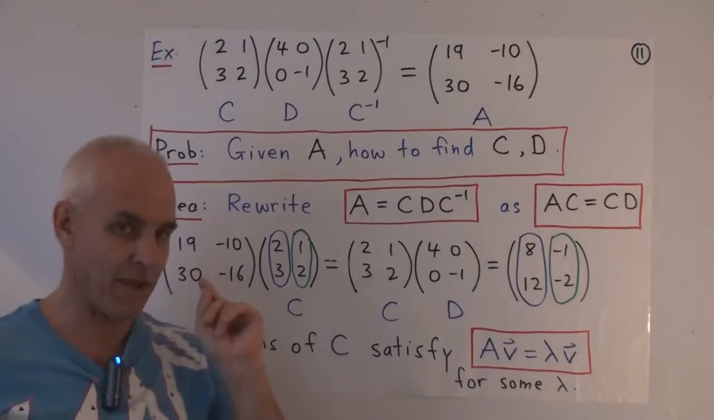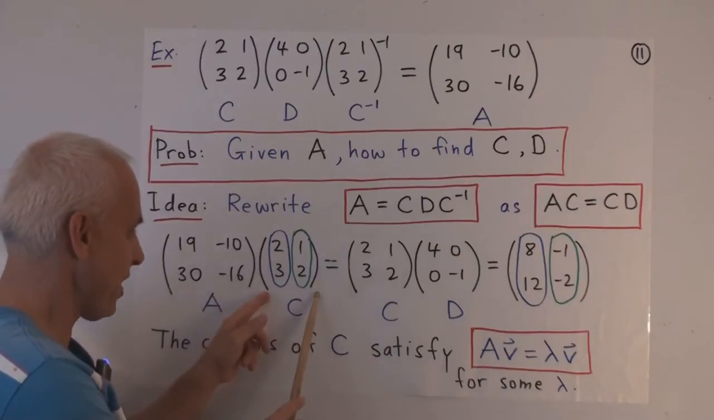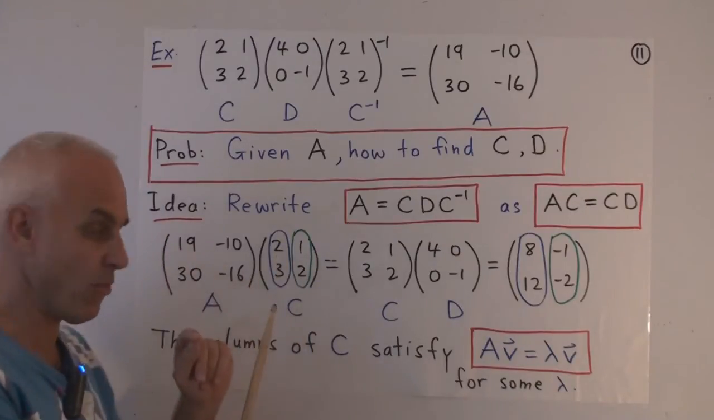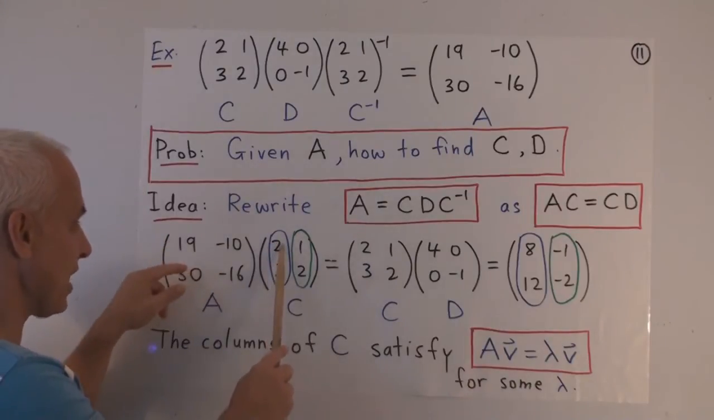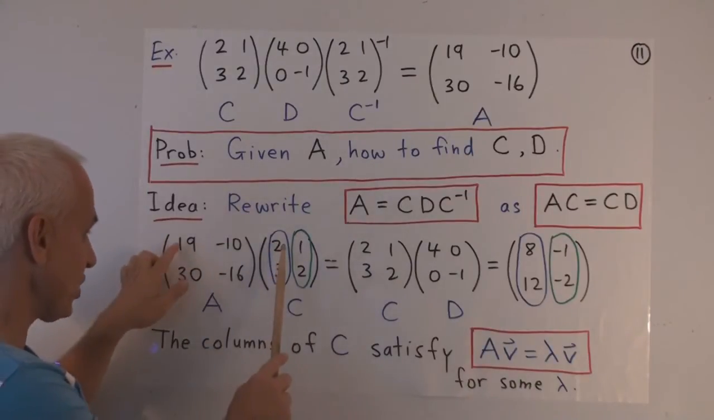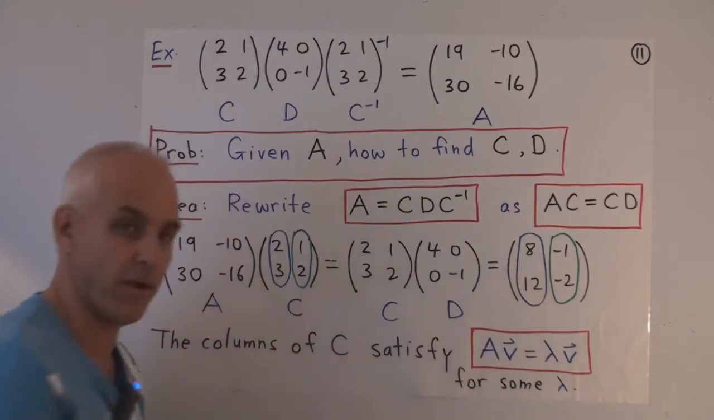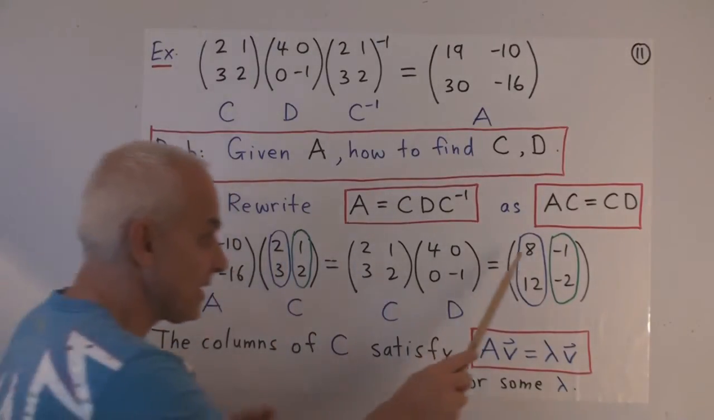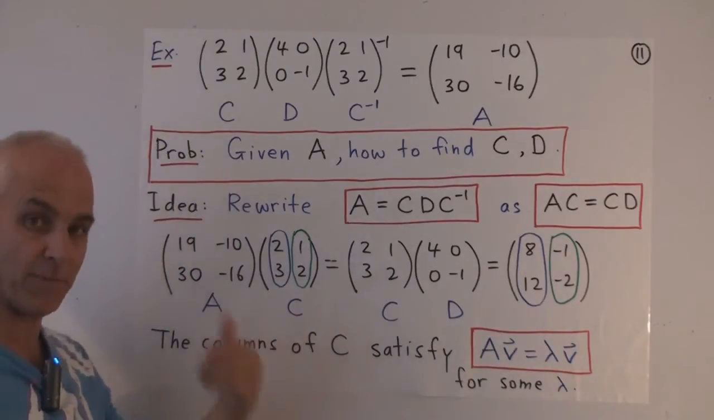So let me say that again. When we multiply this matrix by this, and we think about it column-wise, the first column of the result is obtained by taking this matrix times this column. So we have the situation where A times this column 2, 3 equals this column here. But we've seen that this column is just a multiple of 2, 3. It's 4 times 2, 3.